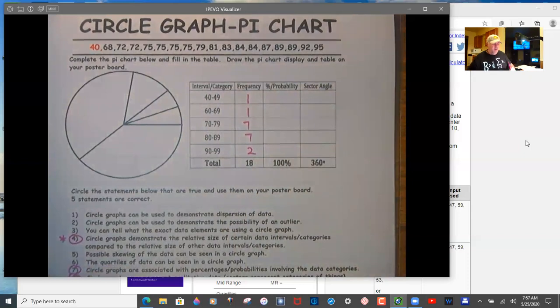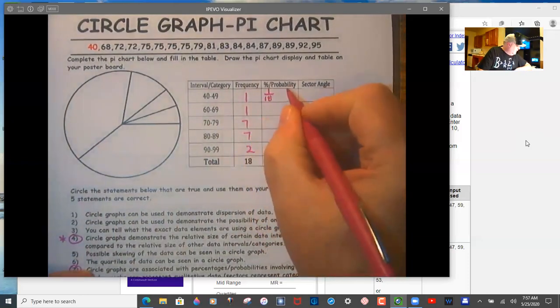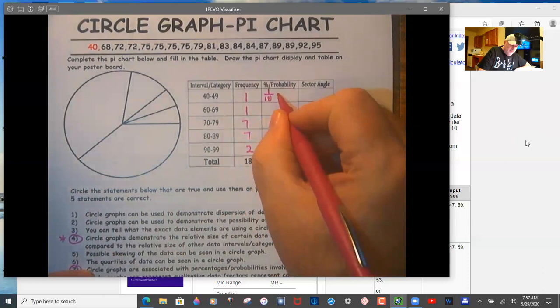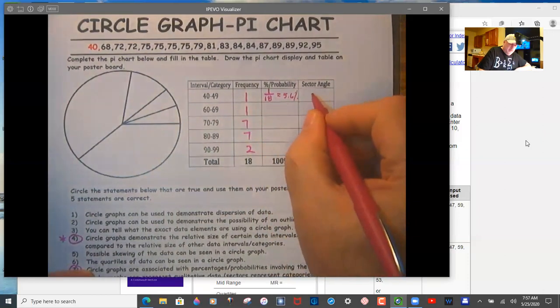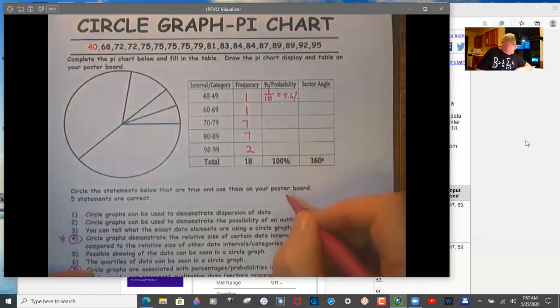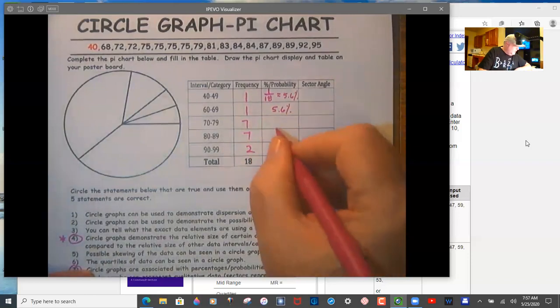Now, where did I get the 1, 1, 7, 7, and the 2? That's your original set of data on the first page. So all these displays are working off the set of data that's coming from the first page, which is right at the top here. And then the percent probability, you just simply divide by the total and then come up with a percent. So this is about 5.6%. Keep in mind that we're rounding, so as you actually fill in the rest of these, it may not quite add to 100% because of the rounding.